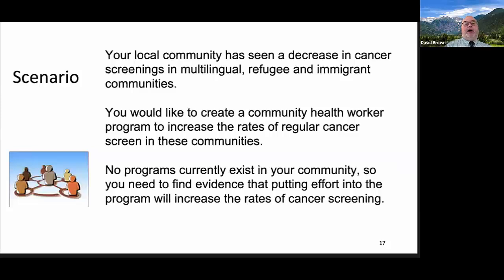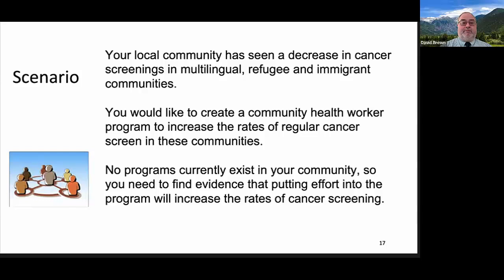All right. So another scenario we can look at is our local community has seen a decrease in cancer screenings in multilingual refugee and immigrant communities. You would like to create a community health worker program to increase the rates of regular cancer screenings in these communities. No programs currently exist in your community, so you need to find evidence that putting effort into the program will increase the rates of cancer screening.